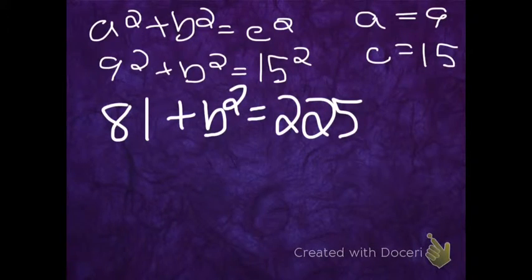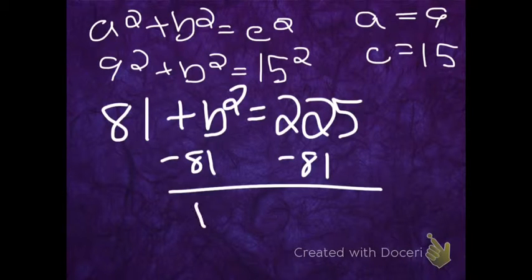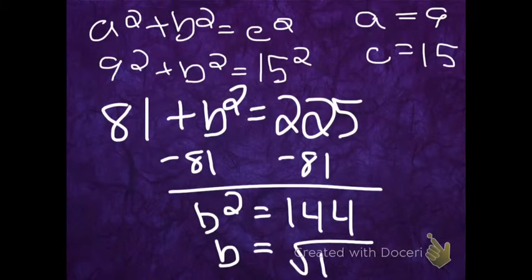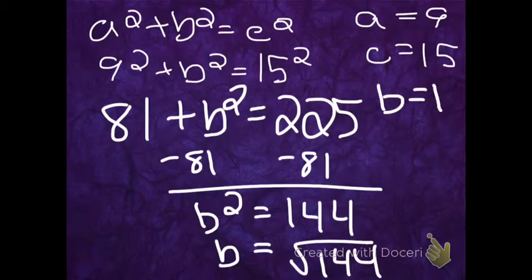Now you need to get rid of the 81, so you would subtract 81 from each side. That would result in b squared equals 144. Now you need to find the square root of each side, so that would be the square root of 144. That would mean b equals 12, and you found your solution.